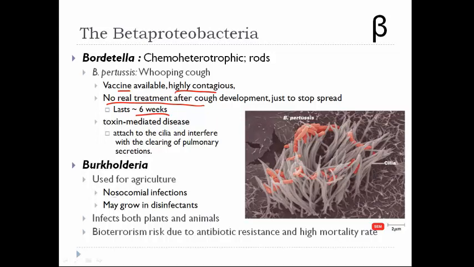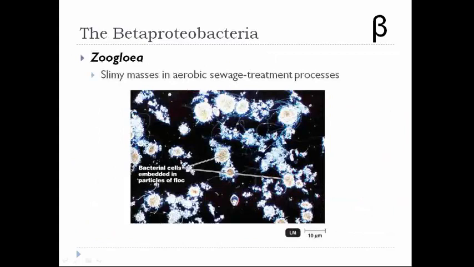Burkholderia is an organism that is used for agriculture. It can cause nosocomial infections, that means hospital-acquired infections, and it can grow in disinfectants. It's kind of exciting. It infects both plants and animals, and it's very interesting for bioterrorism because there's antibiotic resistance and a high mortality rate. Zoogloea, still in the beta proteobacteria, is used to treat sewage. That's what makes it exciting.